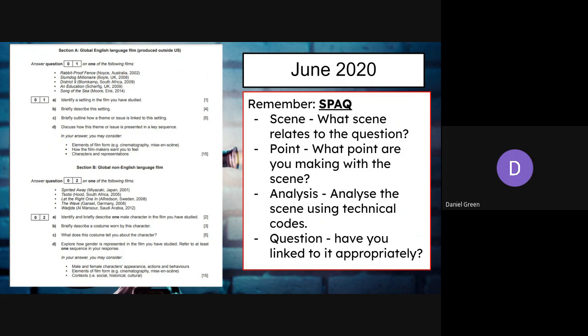Okay. So going on to the Spirited Away question, identify and briefly describe one male character from the film you've studied. Now, for us in Spirited Away, this might throw some of you, because you might think, oh my goodness, the main character is Chihiro. Think, you've got Haku. You could potentially talk about No Face, but the character I would go for here, that's a very easy one to talk about, is Chihiro's dad.